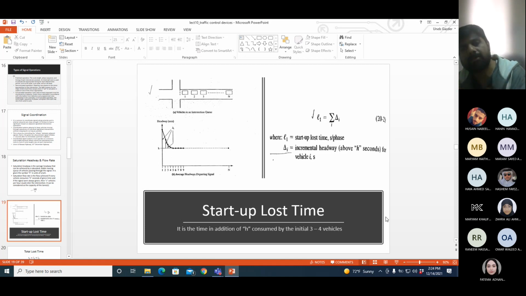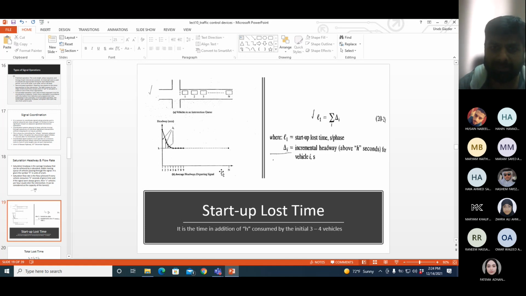Those guys, the third, fourth vehicle onwards, had more time to prepare and more time to accelerate as well when they reached the stop line. Because of this, their headway becomes minimal, and the headway for the first 3-4 vehicles is higher than the saturation headway value. So it usually follows this trend.